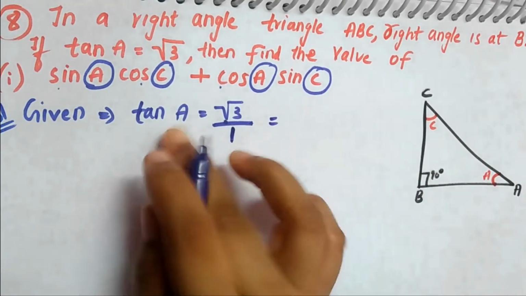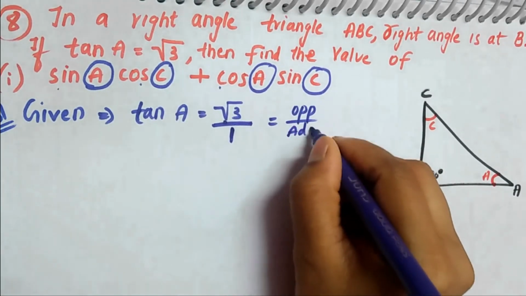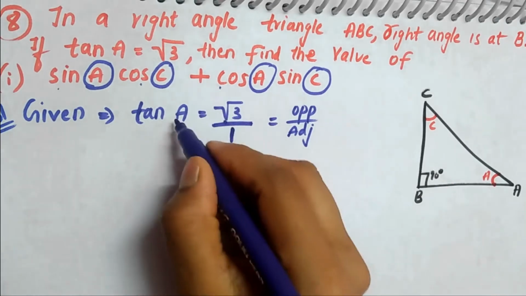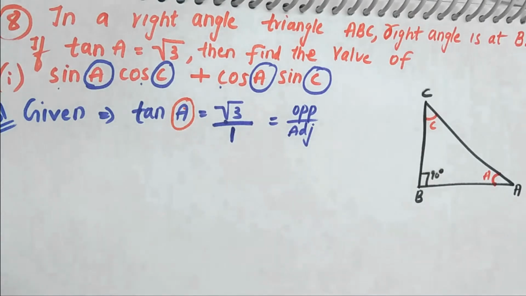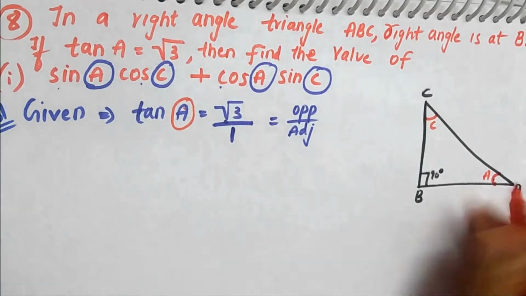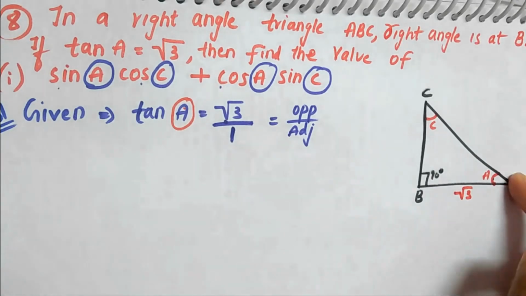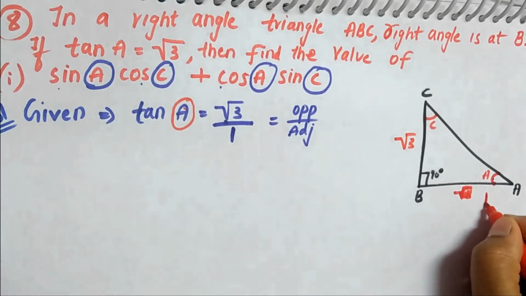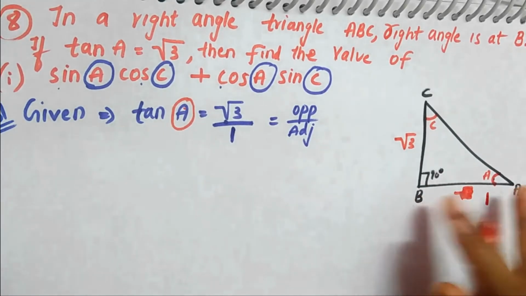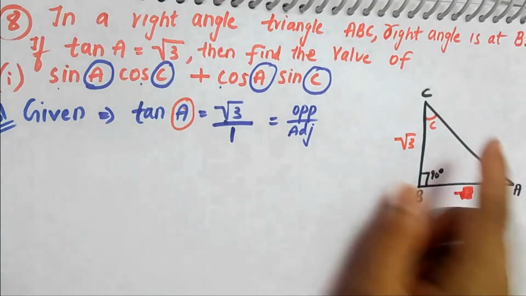So now what is tan actually? What is the formula of tan? Opposite by adjacent, right? Whose adjacent? You need to check this. From the point of view of angle A, the opposite is root 3. Sorry, I said adjacent, opposite is root 3. Now the adjacent side of angle A is 1. Okay, you people got that? Now, isn't it very simple?